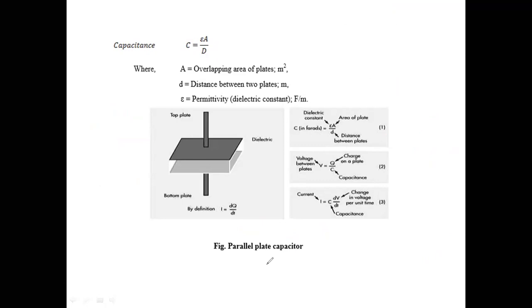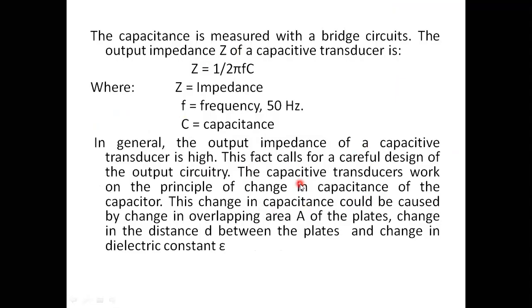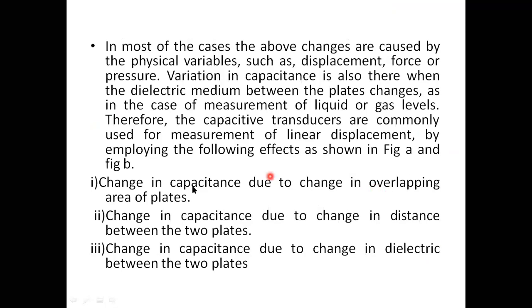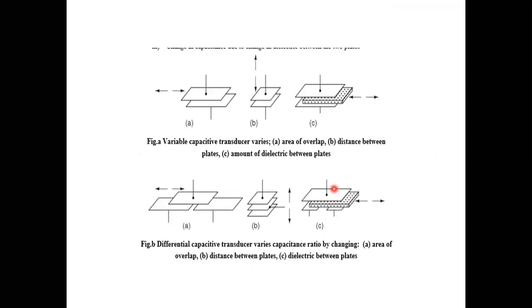So these are the points I have summarized here. Capacitance due to change in overlapping area of plates, that is A. Capacitance due to change in distance between two plates, that is D. Capacitance change due to change in dielectric material, that is epsilon. So these are three modes in which I can change capacitance such that the variation in capacitance gives me the output.